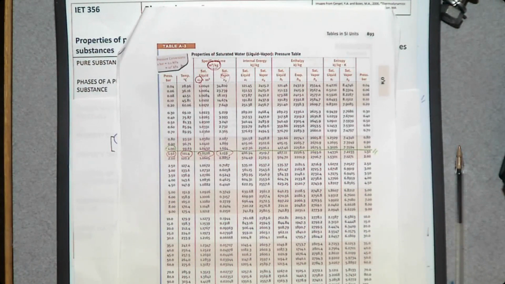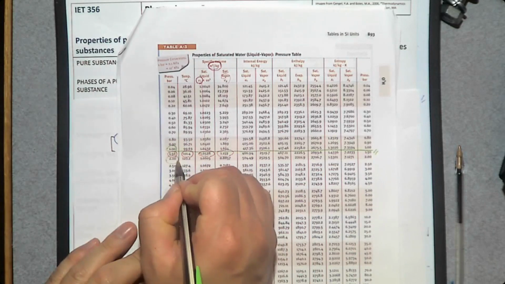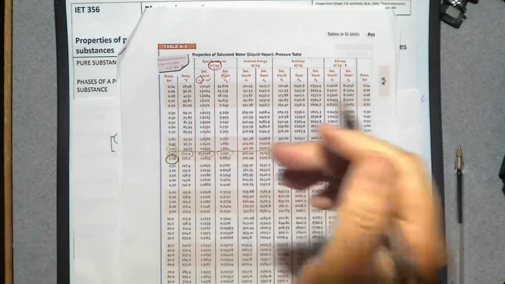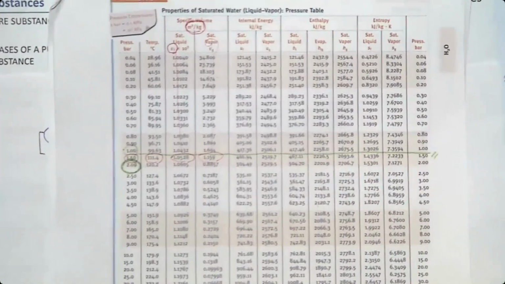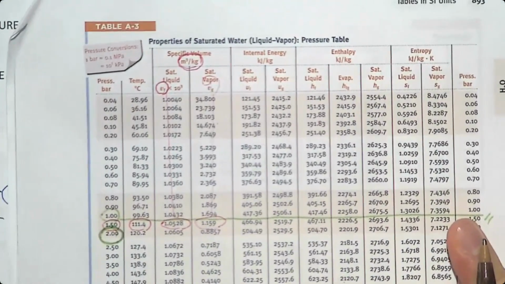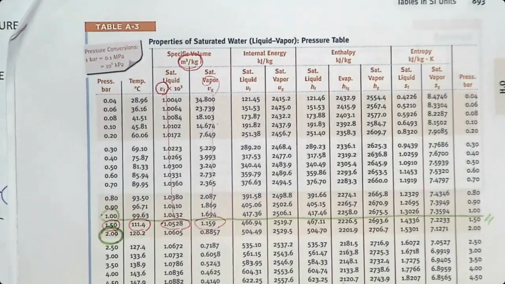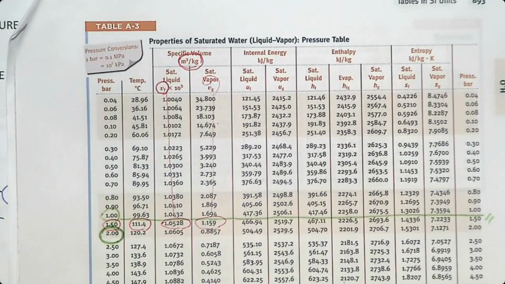Why is that? Let's look at the unit. What is the unit of the pressure? Bar. 1 bar is 100 kilopascal. So 200 kilopascal is 2 bar, which is right here. So this is 2 bar. Let me zoom in. So this is the input. At 200 kilopascal, which is 2 bar, the second column is temperature.